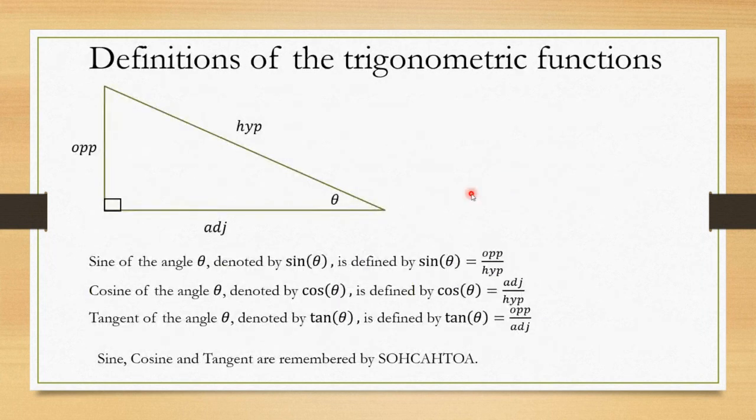Now, we can define the trig functions using the sides here. And when I say sides here, what I really mean is the lengths of the sides. For instance, sine of theta, by definition, is the length of the opposite side divided by the length of the hypotenuse.